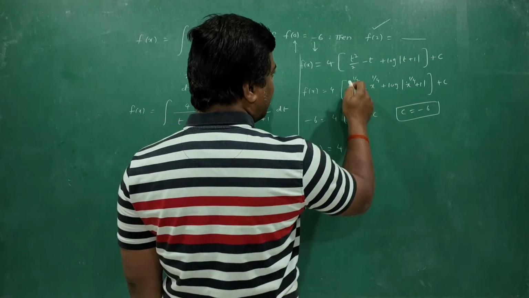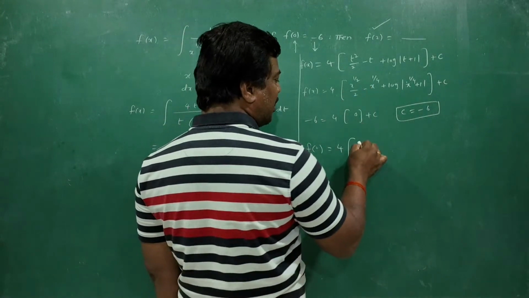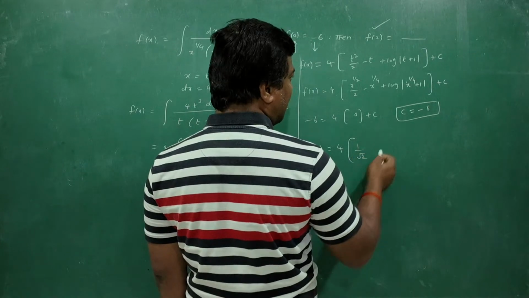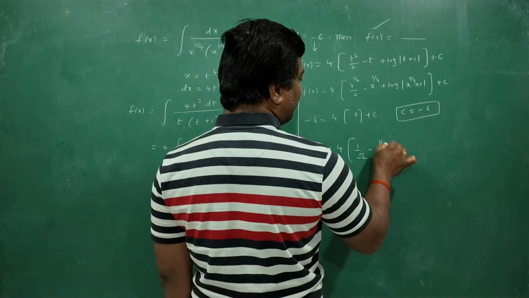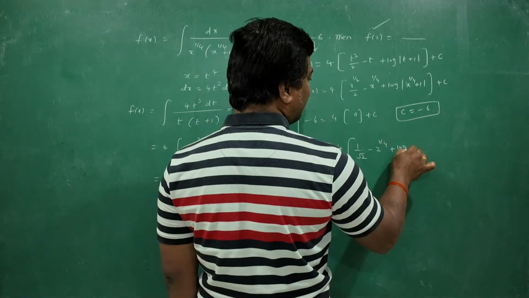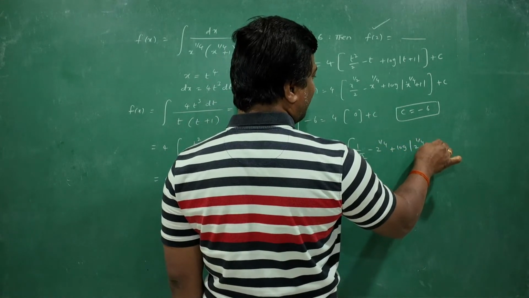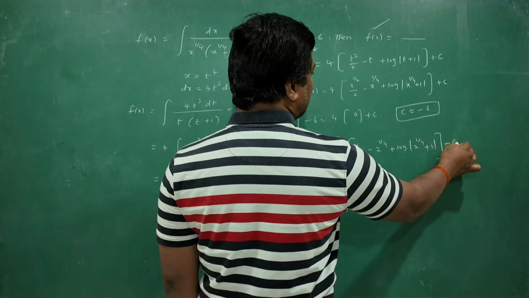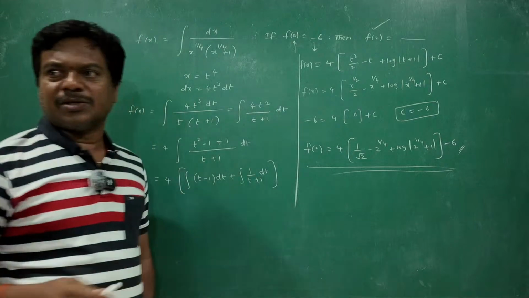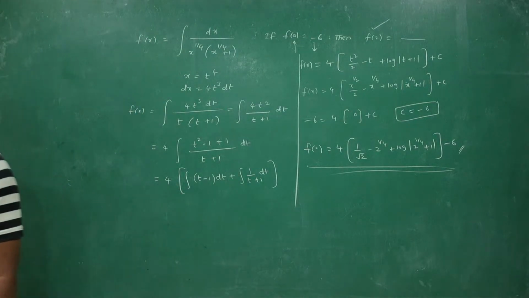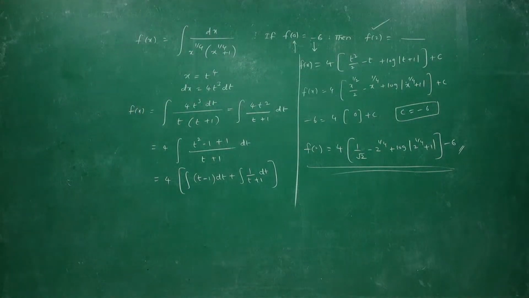f of 2. Here you have to write f of 2: 4 outside, 2 power 1 by 2 by 2, that is 1 by root 2. Next x value 2, that is 2 power 1 by 4 plus log of modulus 2 power 1 by 4 plus 1 plus c, which is nothing but minus 6. So this is your answer. This question is asked from the indefinite integrals topic. Let us move to the next one.